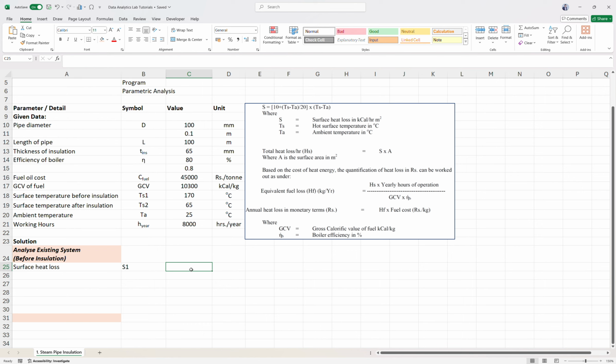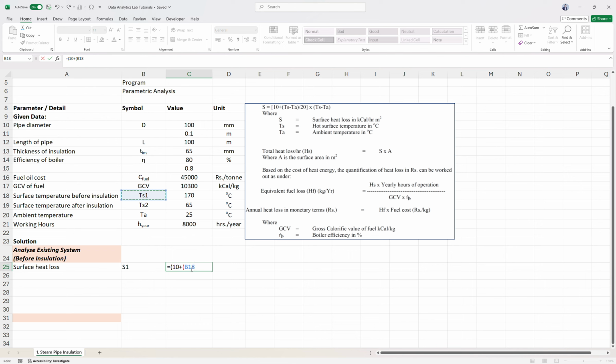Now I can calculate S1. I will tell now Excel that this is my formula, but I will have to type it. So equal to, I will open a bracket, the first bracket. So 10 plus. Now I need to create a bracket for TS minus TA. So opening a bracket. You can see the color of both the brackets is different. The first one was black, second one is red. Now TS minus TA. Now Excel doesn't know which one is TS, which one is TA. We have to tell it. So now I will select TS, but I am going to select TS1.